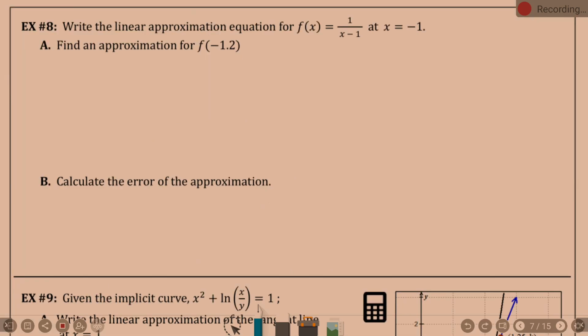Okay, number 8. Write the linear approximation equation for f of x equals 1 over x minus 1 at x equals -1. Find an approximation for f of -1.2.